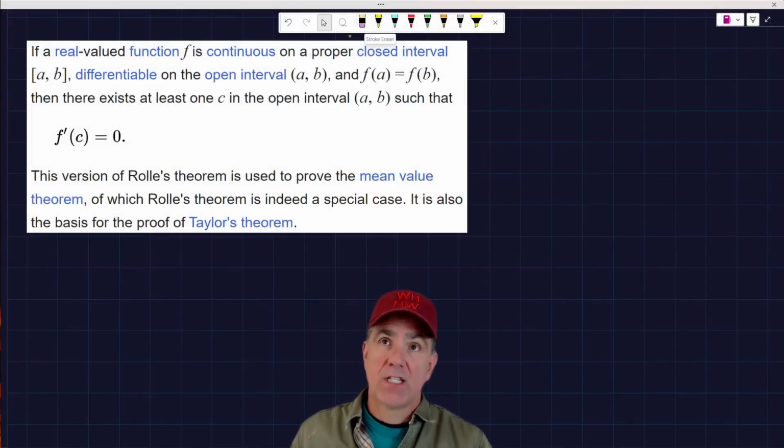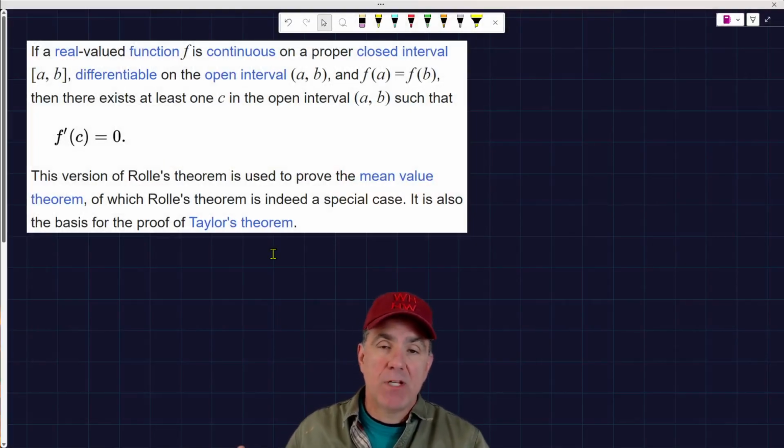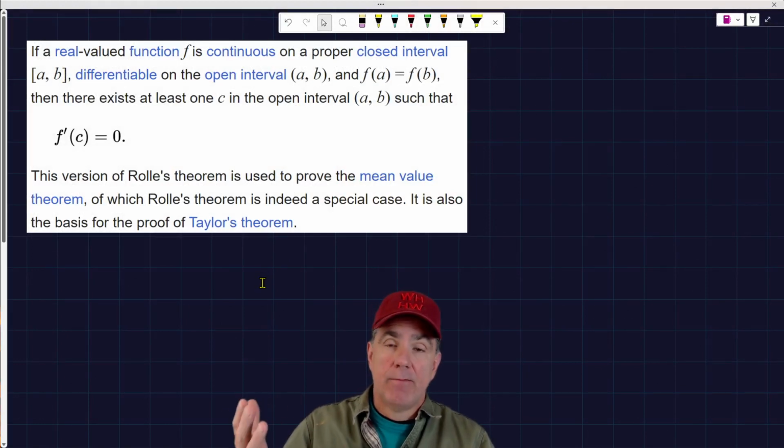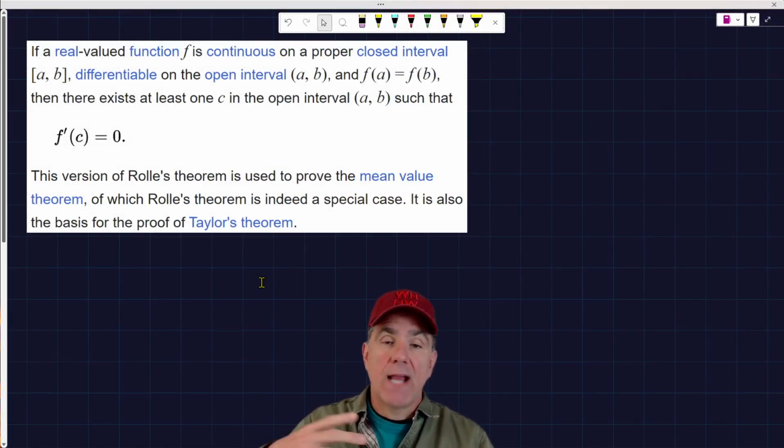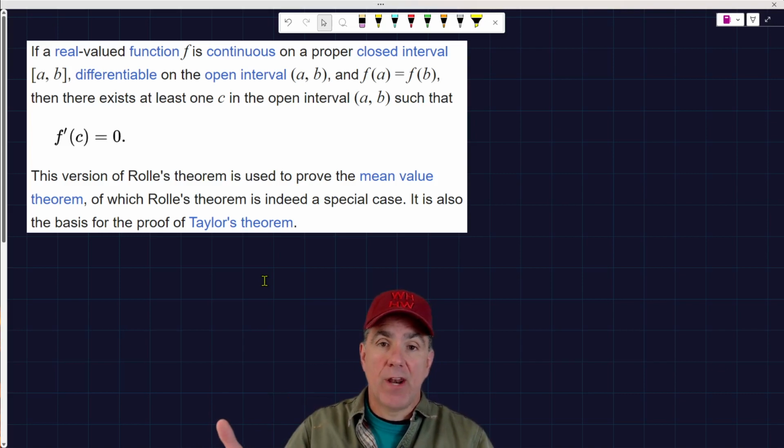So what I did was, this is from Wikipedia, I just went in, typed in Rolle's theorem, and this was part of the explanation. I copied and pasted it here. I wanted to let you know that I took it from Wikipedia. But this is the statement of Rolle's theorem.